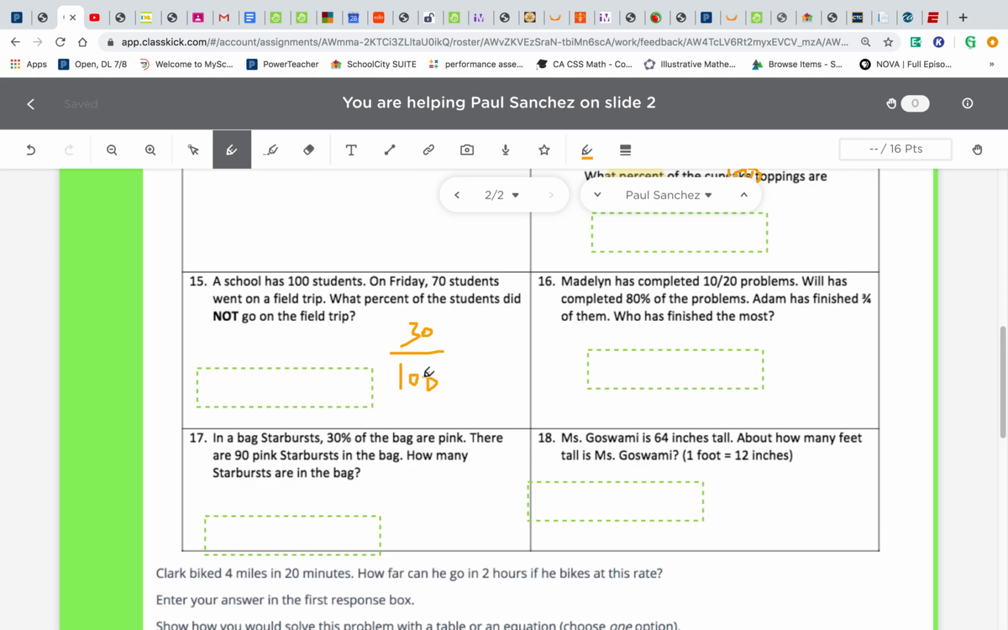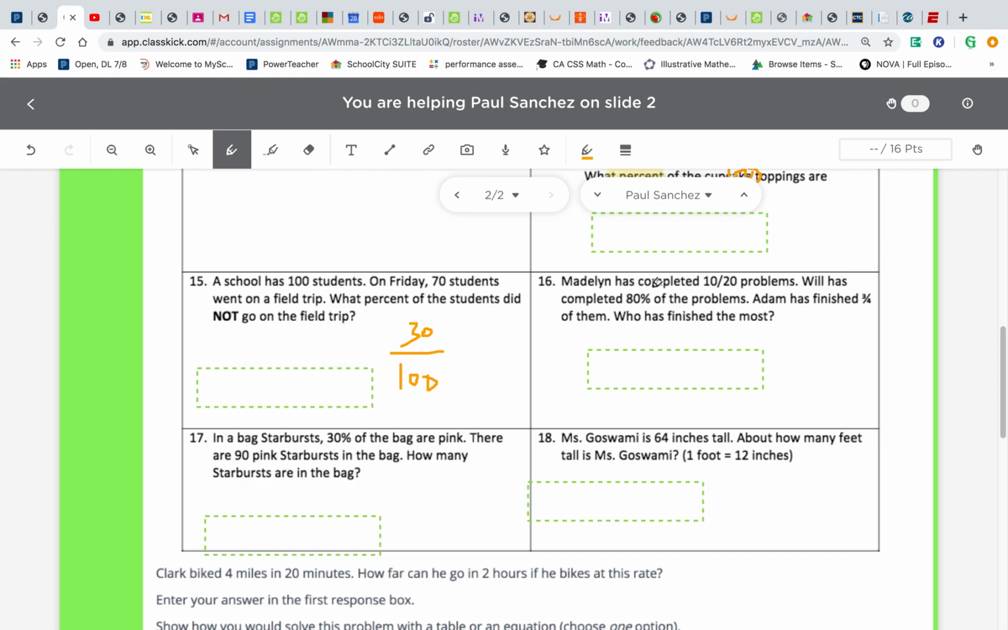Okay, number 16. So we have 3 students, and it says Madeline has completed 10 of the 20 problems. So right there, I know how long this homework assignment is. It's 20 problems, and she's done 10. But Will has completed 80% of the problems. Again, we know it's 20 problems, and he's completed 80%. And Adam has finished 3/4 of them. Who has finished the most? Well, we're all going to have to write them in as the same unit so we can compare them.